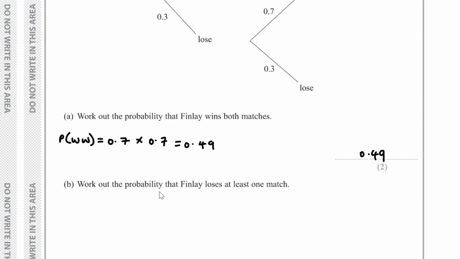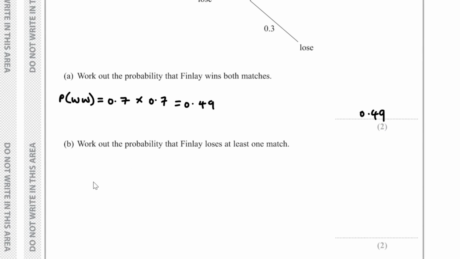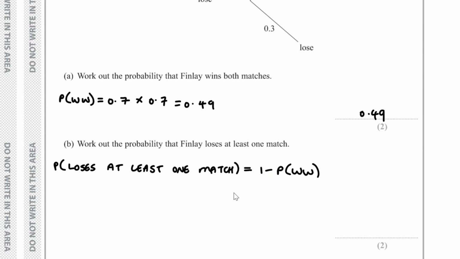For part B, we have to work out the probability that Finley loses at least one match. Well, here, the probability that he loses at least one match is equal to 1 minus the probability that he wins both matches. So here we've got 1 minus 0.49, which is equal to 0.51. So we have 0.51.